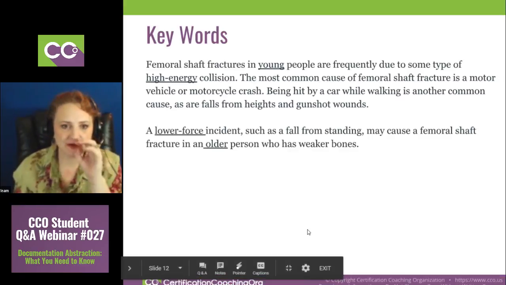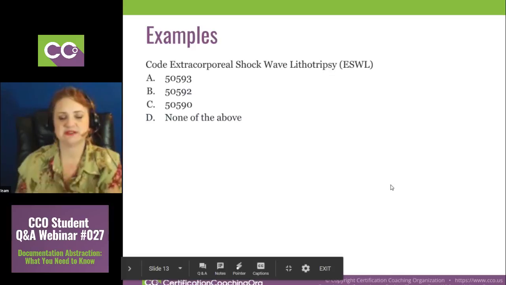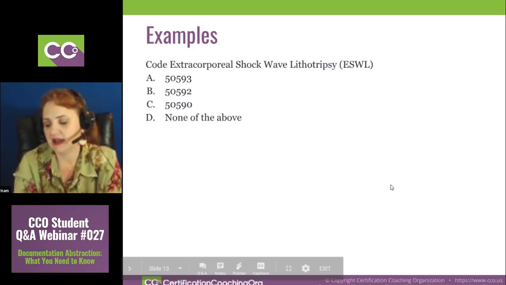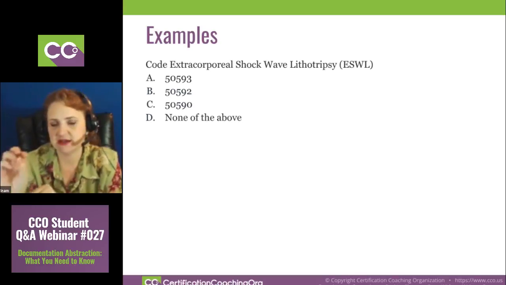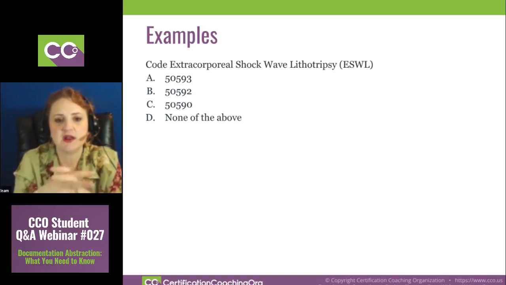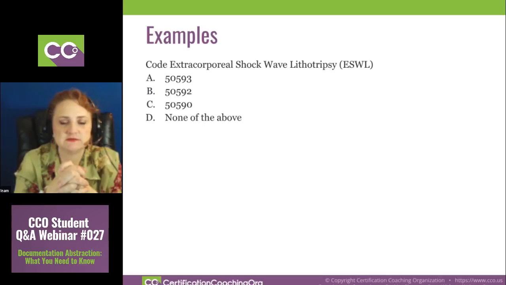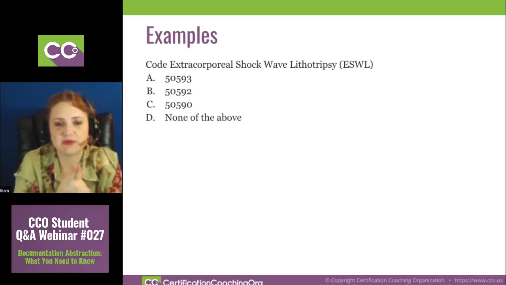Now we're going to get into another one, for testing purposes. This is one of our exam questions, a very basic exam question pulled out of the genitourinary system. So again, not difficult, but I'm going to show you how to abstract quickly for testing.